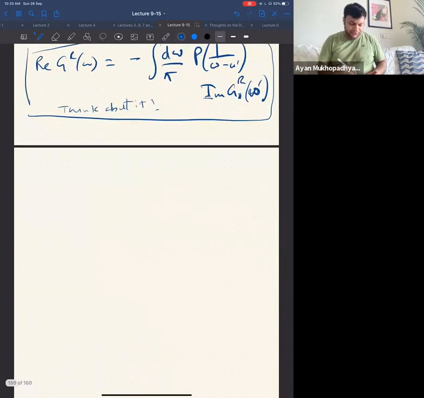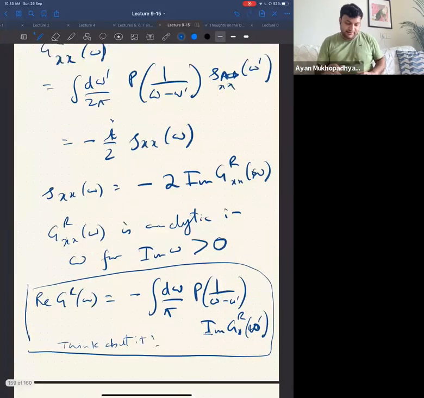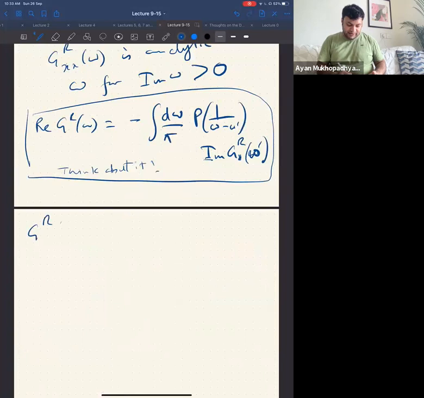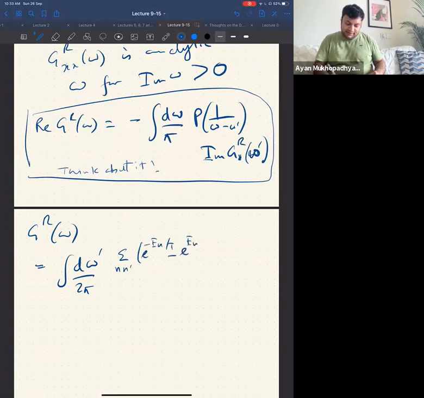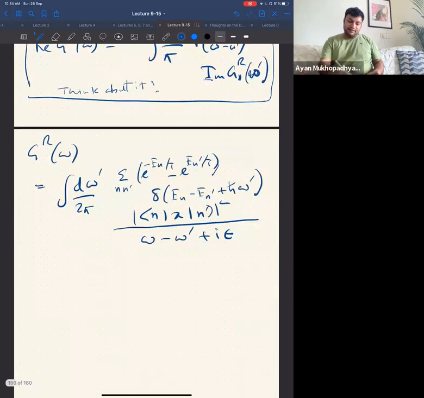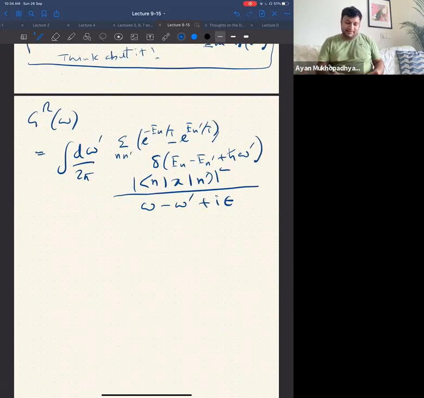And actually, there is also a very nice exercise to do. If you go back to the spectral representation, I can put it back here and write it in this way. I just use the spectral representation of rho_AB(omega prime) there. And you see that G^R(omega) can also be written in a very beautiful way, which is the integral d omega prime by 2 pi. I remember the spectral representation that I derived was the sum over n, n prime of e to the power minus E_n by T minus e to the power minus E_n prime by T, and then a delta of E_n minus E_n prime plus h bar omega prime, and then the modulus squared of the matrix element <n|X|n prime>, divided by omega minus omega prime plus i epsilon. So it has this very nice interpretation. This is a very nice formula that you could see for the retarded propagator.